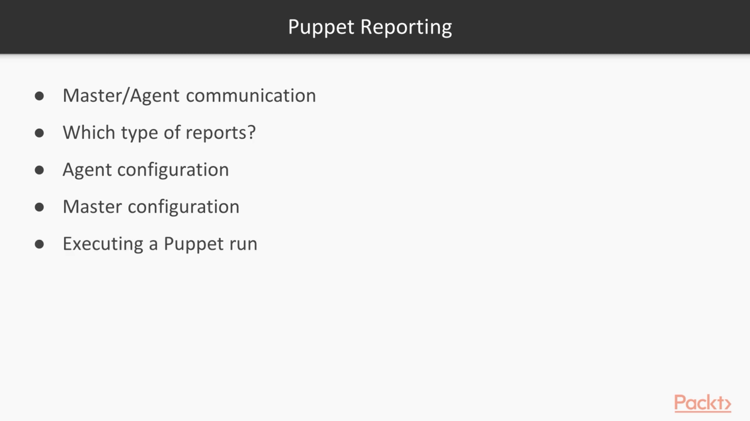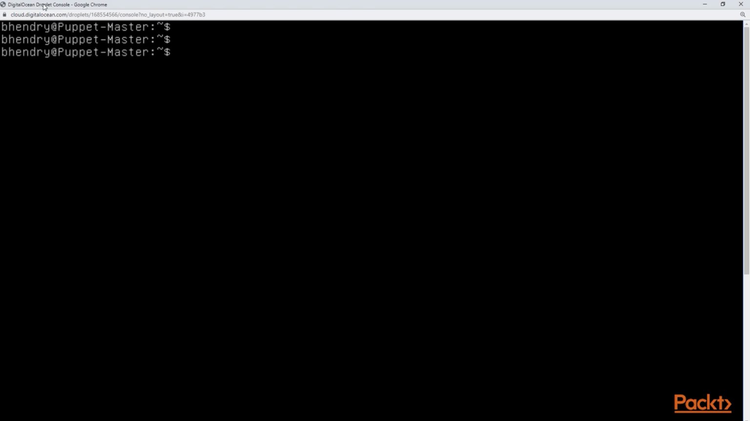Metrics include important data points such as when a run was initiated, what configuration was applied, and any errors that may have occurred during the Puppet run. Let's take a closer look at this in the following video. I'm going to be going back and forth between the Puppet master and the Puppet agent.